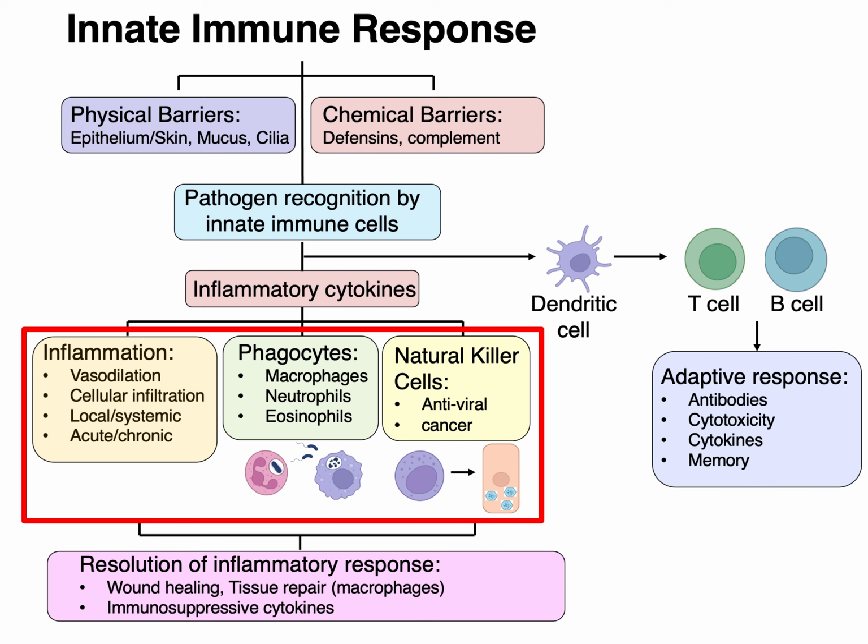So back to our overview of the innate immune response. In this tutorial, we will be focusing on this portion of the innate response, the induction of an inflammatory response that can either be local or systemic, and the activation of cells of the innate immune response, with a focus today on phagocytes.